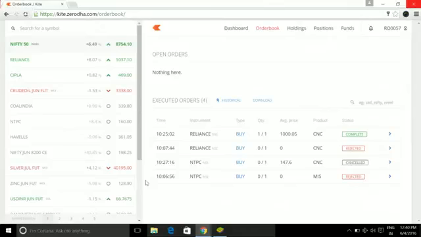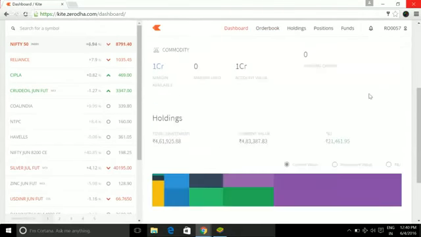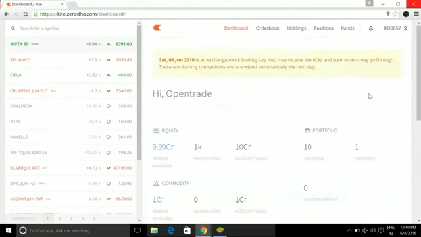So yeah, that's how straightforward the entire platform is. I've made a bunch of notes here to make sure I don't miss anything. So just give me a sec.